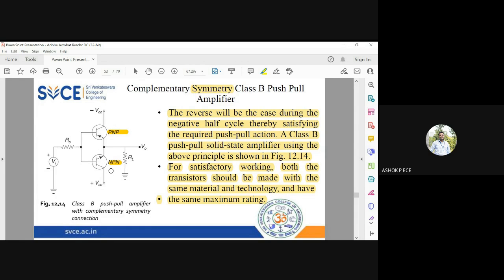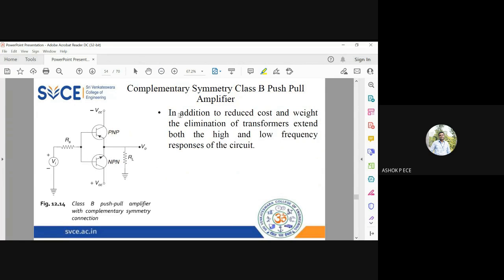Complementary indicates opposite families, NPN and PNP, but symmetry indicates the same set of parameters for PNP and NPN. How do you get the same set of parameters? The transistors should be made from the same material, same technology, and should have the same device parameters. When you ensure that, you can expect very good performance from this complementary symmetry class B push-pull amplifier. In addition to reducing cost and weight, elimination of transformers will enable this circuit to be used for high frequency also.